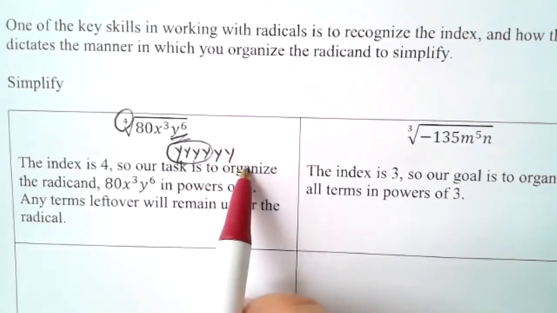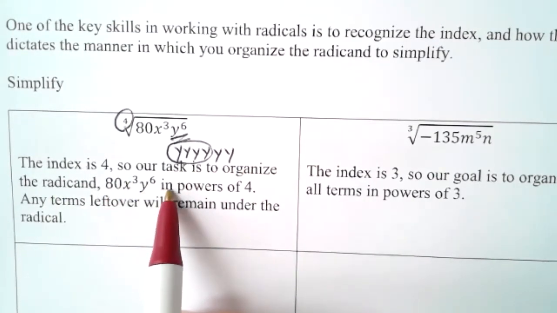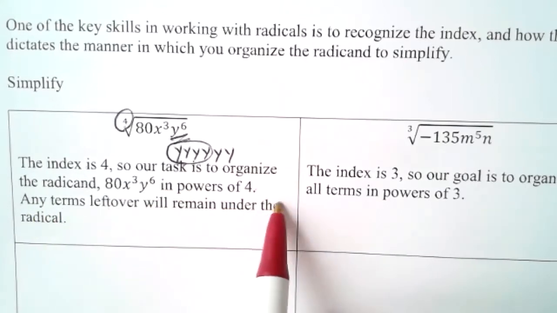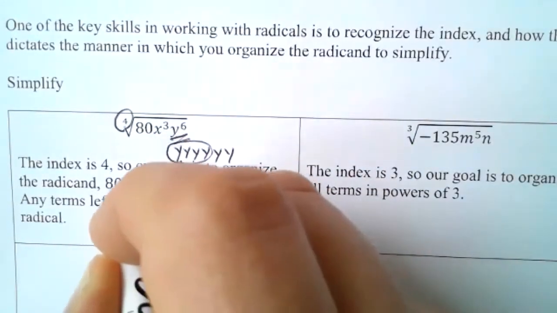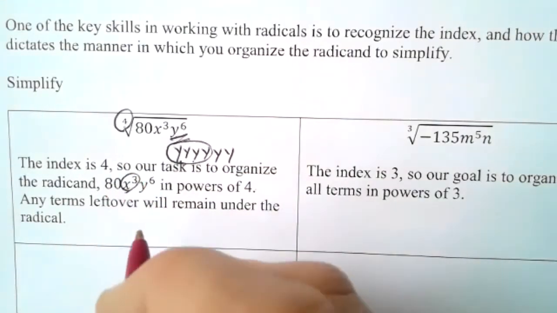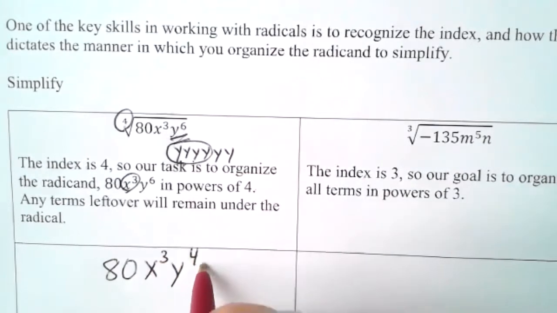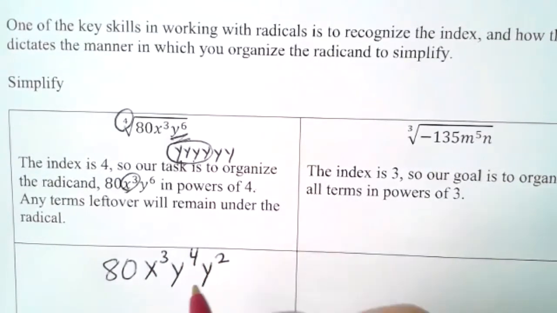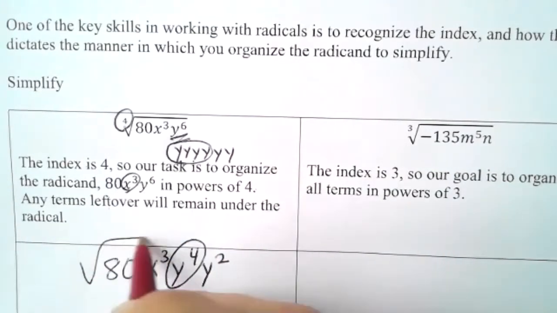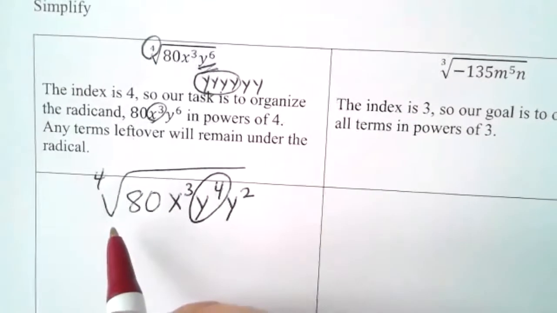So our task is to organize the radicand 80 x to the 3rd, y to the 6th in powers of 4. Any terms left over will remain under the radical. So you're going to leave this guy here under the radical. Now, we haven't talked about 80. Now, let's rewrite 80 x to the 3rd, y to the 4th, y to the 2nd. So this guy right here is going to be pulled out. I'm going to put the 4th root here. So when you say 4 divided by 4, that means y is going to come out front.